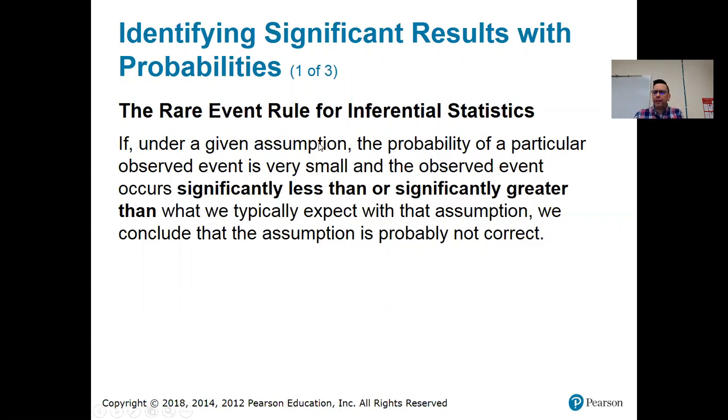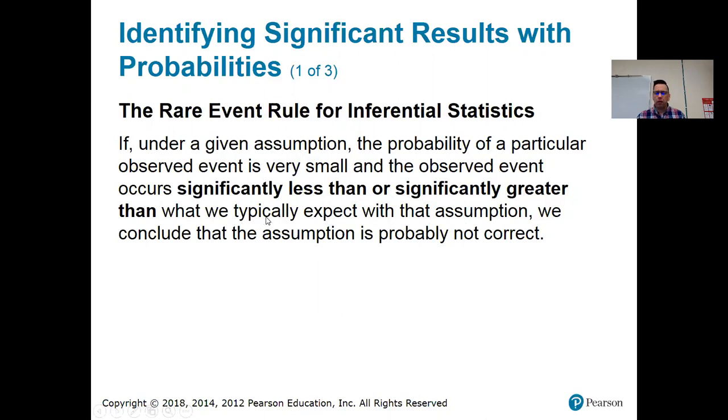It says if under a given assumption, the probability of a particular observed event is very small, like rolling 62 times, and the observed event occurs significantly less than or significantly greater than what we typically expect, we conclude that the assumption is probably not correct. So in my little example, my assumption is I'm playing with an ordinary pair of dice in which I would expect 7 to come up about 1 time out of every 6, okay? So if it came up 62 times out of 100, I would say that's probably not the right assumption.